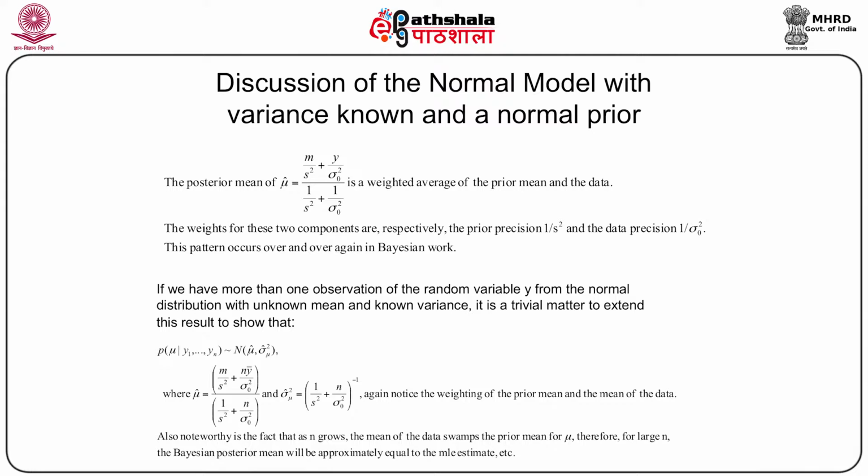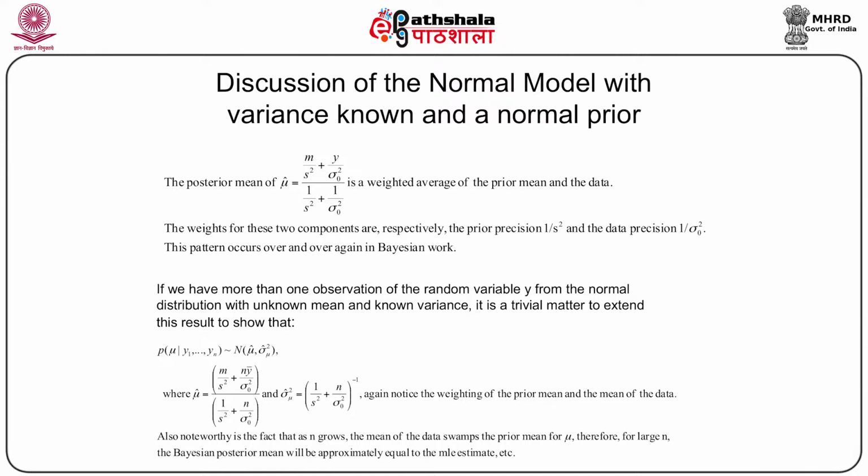The weights for these two components, respectively, are the prior precision, which is 1 over s square. As you know, s square is the variance, so 1 over s square will be the precision. And the data precision is 1 over sigma 0 square. We have already observed this sort of weighting between the precision of the prior and the precision of the data before, when we studied some other distributions. The pattern occurs over and over again in a Bayesian framework.